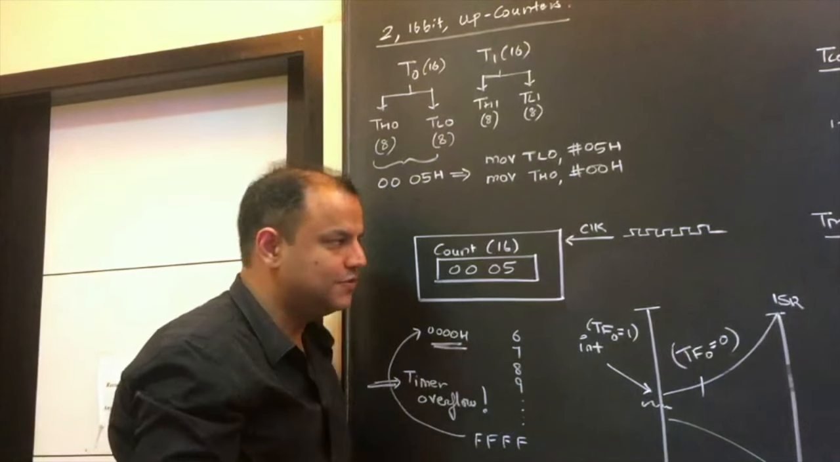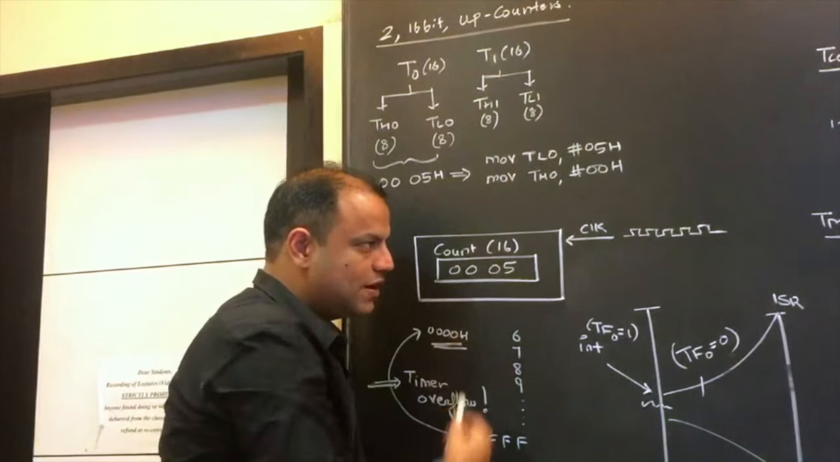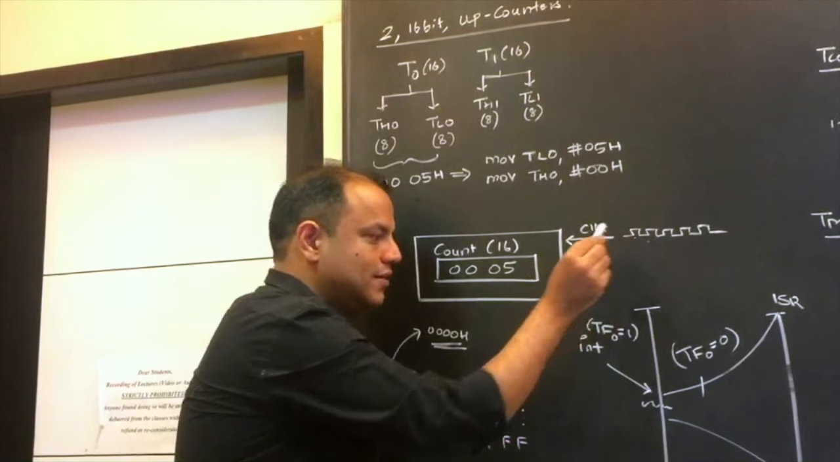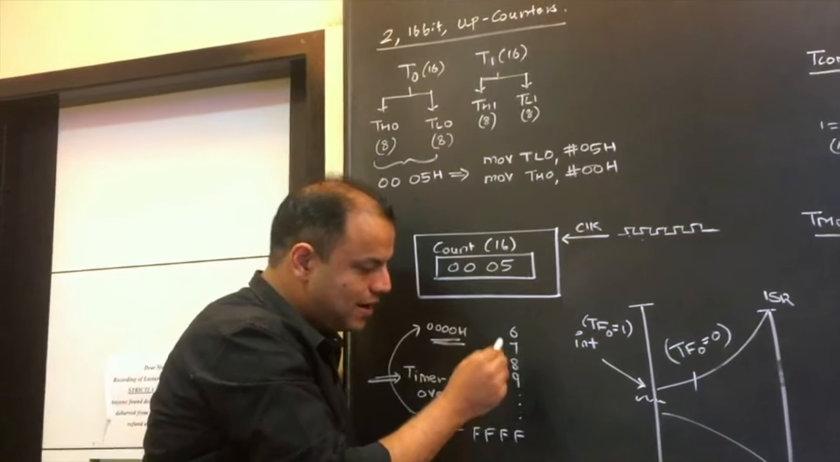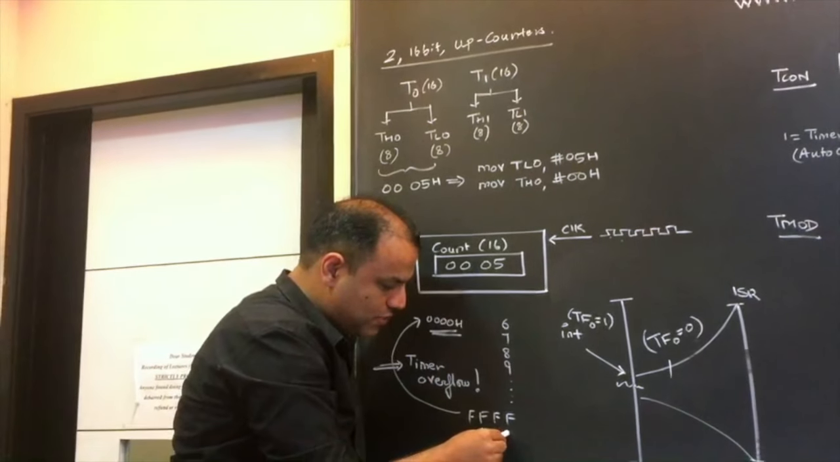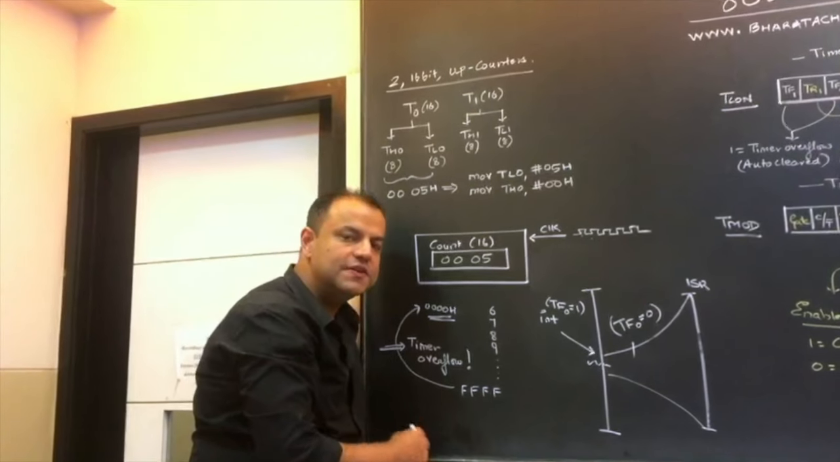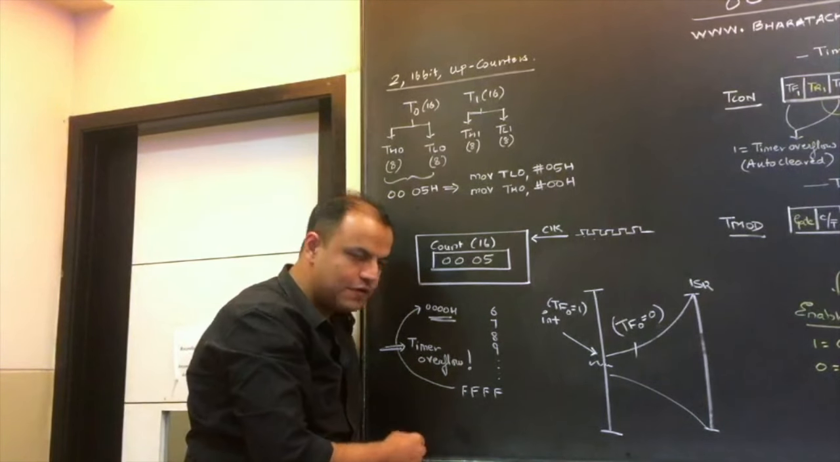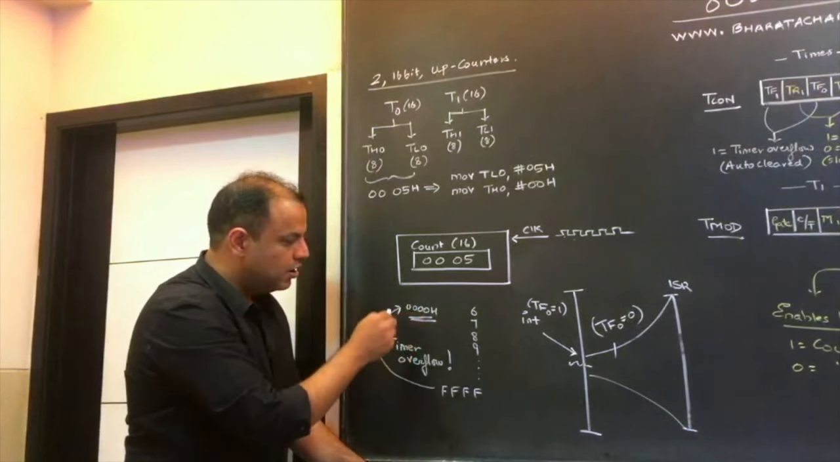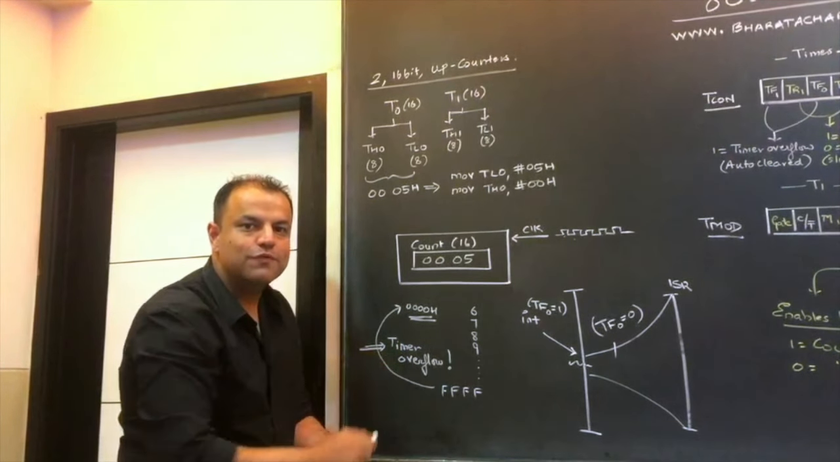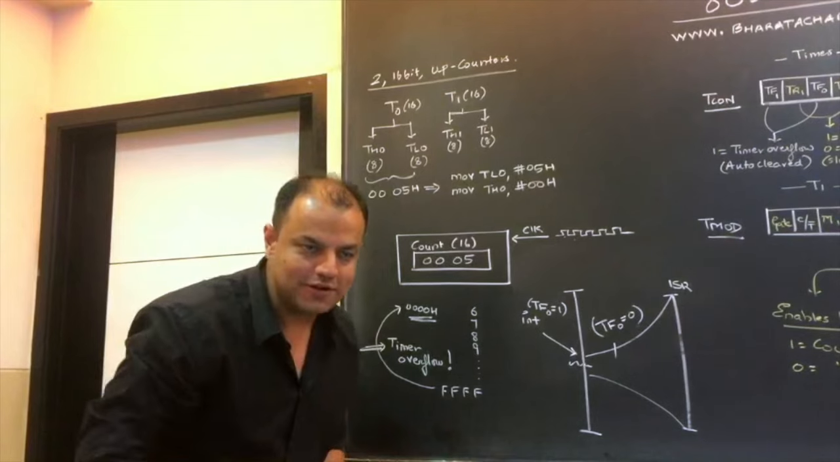Did you understand this? So, I have given a count of 5. On the first clock pulse, the count will become 6, then 7, 8, 9, all the way up to FFFF. When you increment any 16-bit register beyond FFFF, it rolls back to 0000. That event is called a timer overflow. That's it. This is what the timer does.